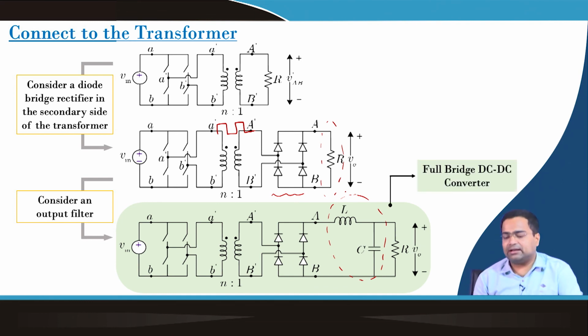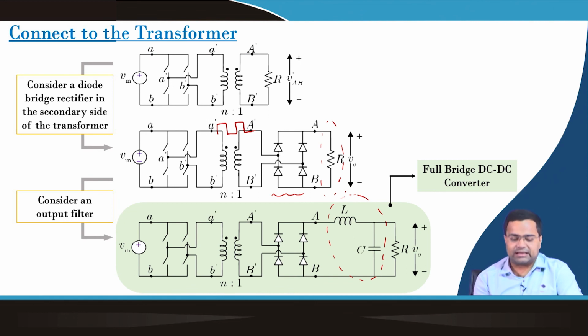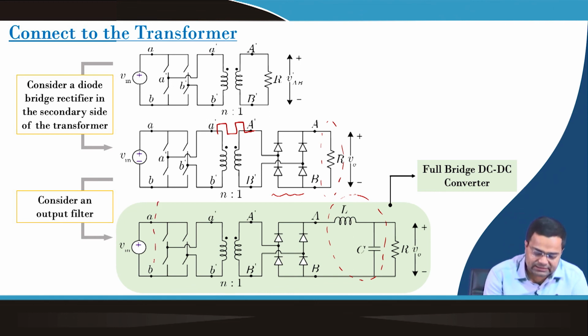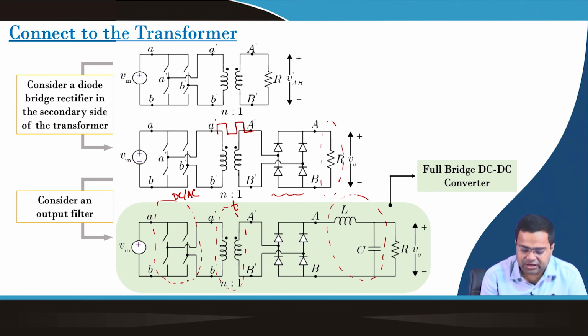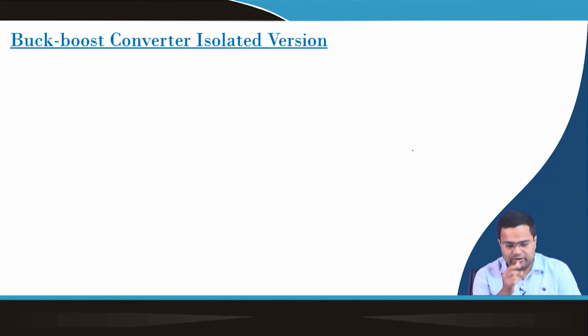So, this is my filter and this whole circuit is like a full bridge circuit. The first is my inverter, which is my DC to AC conversion stage, this is my transformer stage, this is my AC to DC stage, and this is my filter stage. The whole thing is a full bridge converter.